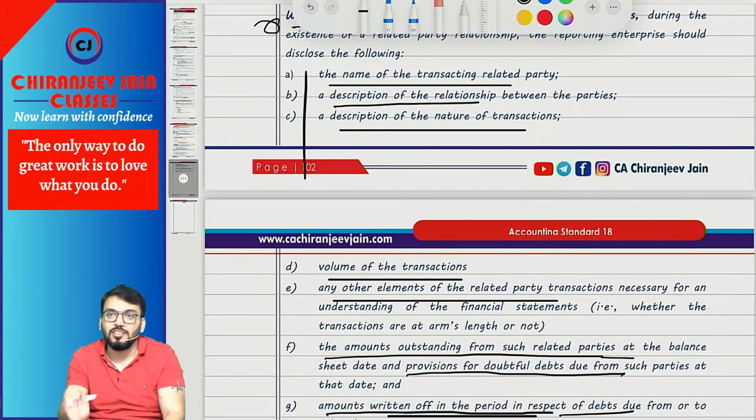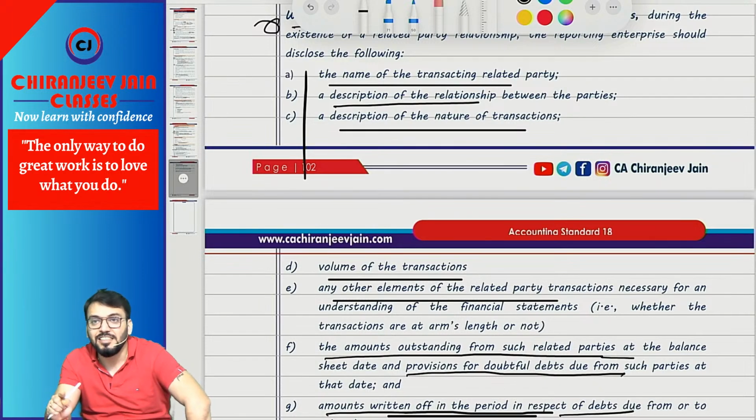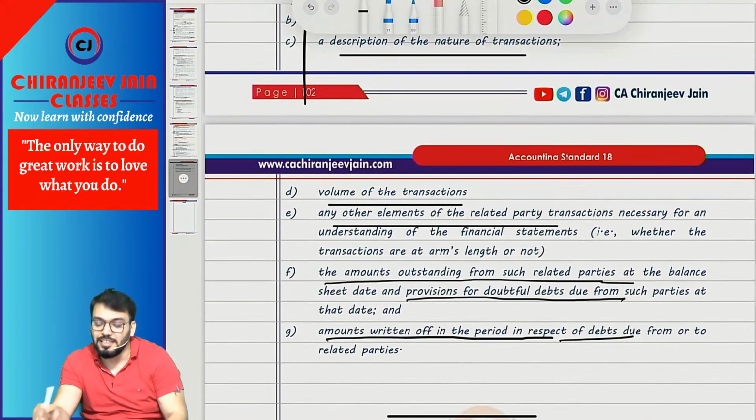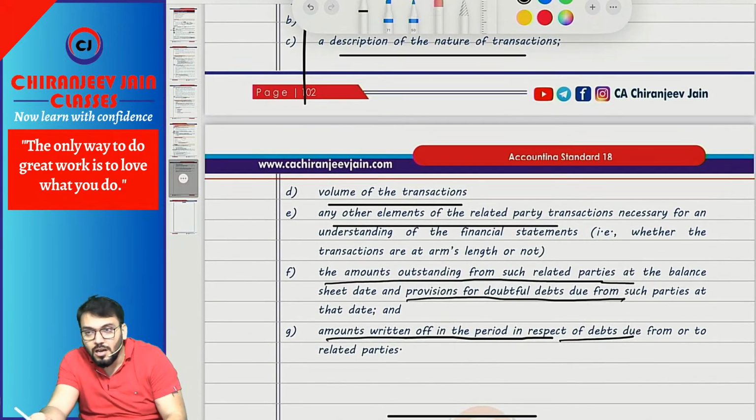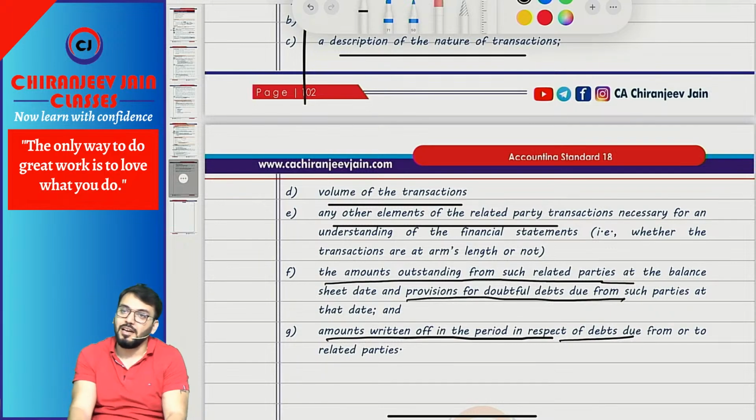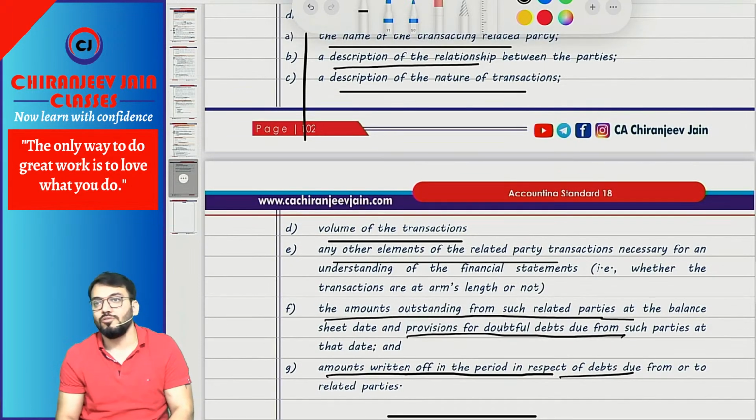Can you repeat with me? First is the name of related party. Second is nature of relationship, the nature of related party transaction, then volume of transaction, or any other element of related party transaction, then amount of outstanding balance, or any provision for doubtful debt in respect of that amount due, and the last is what? Any expenses which have been charged in the period for the amount due from related party. Understood? These are the disclosure requirements.